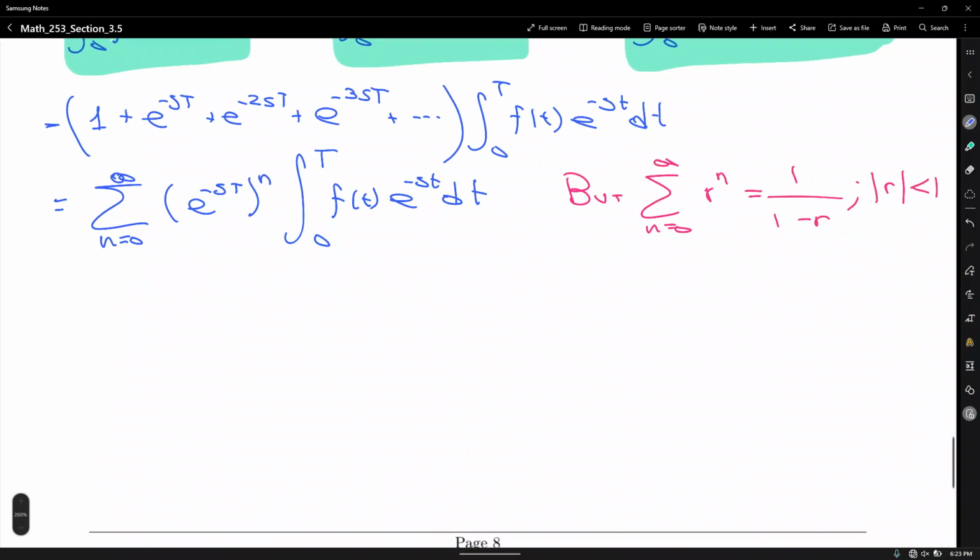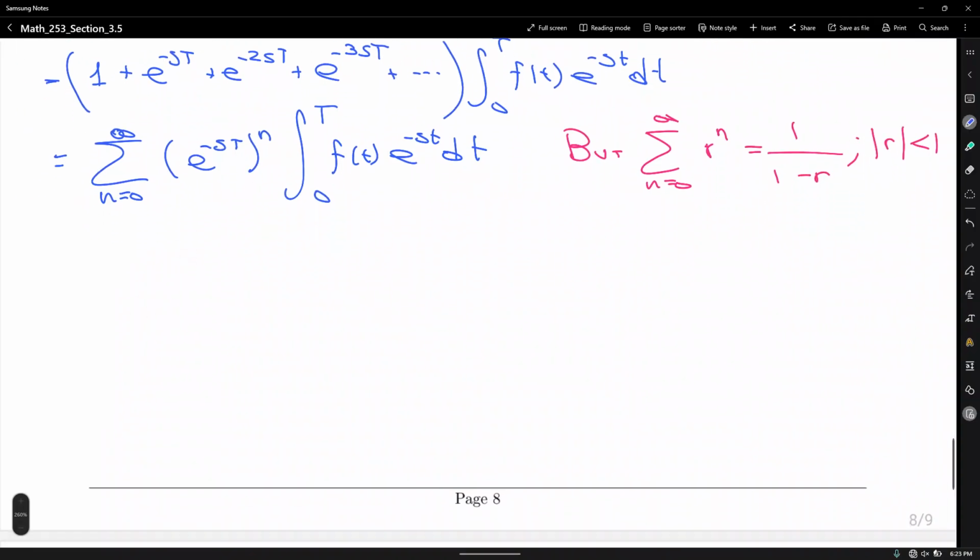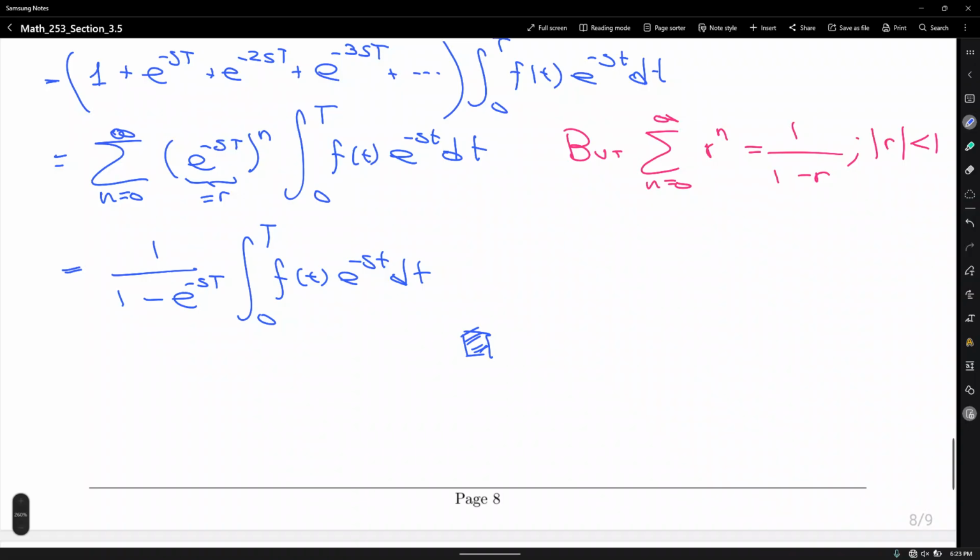So what does that mean? This will be 1 over 1 minus r. This guy right here equals 1 over 1 minus e to the negative sT times the integral from 0 to T of f of t e to the negative st dt. And that's the end of the proof. That's how.